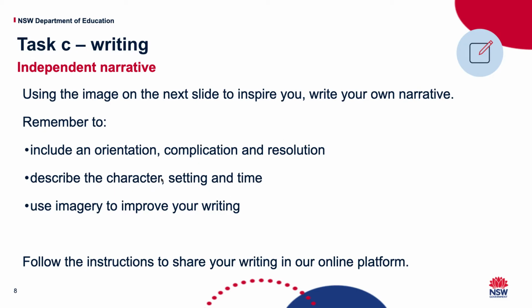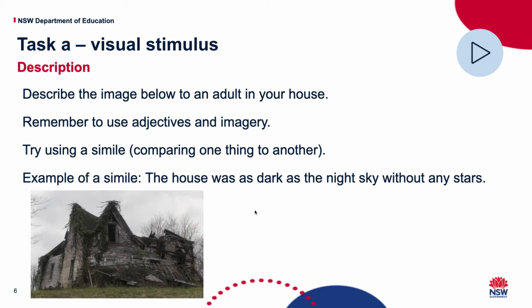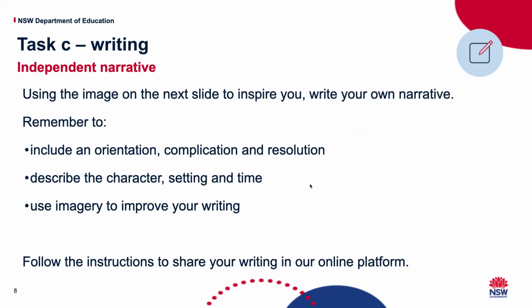Describe the character, setting, and time. That's your orientation. And use imagery to improve your writing. If you're talking about a house, tell us about that house. Use your similes, like we said here. The house was as dark as the night sky without any stars. Paint that picture of the whole setting.